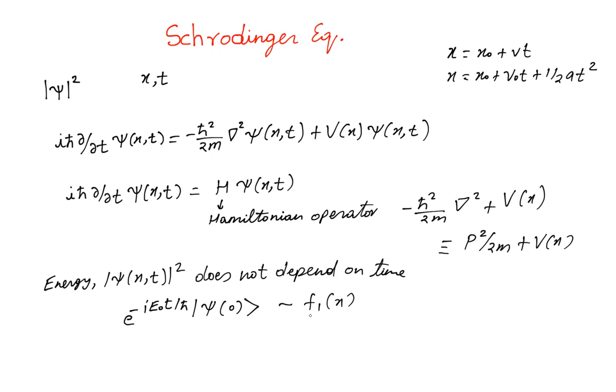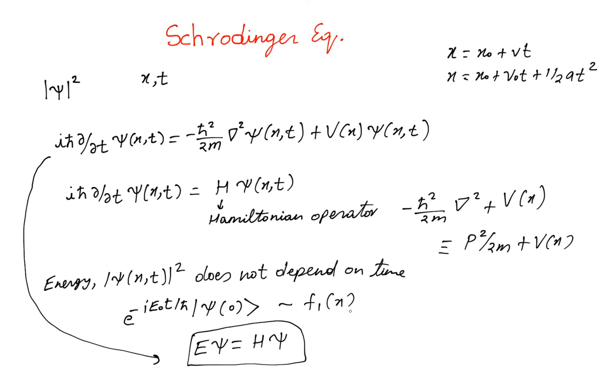And if we have this kind of situation, we can clearly see that this starts looking like E psi equals H psi. If you do a small calculation, you will find this. H again is the same thing, and this is called the time independent Schrodinger equation.